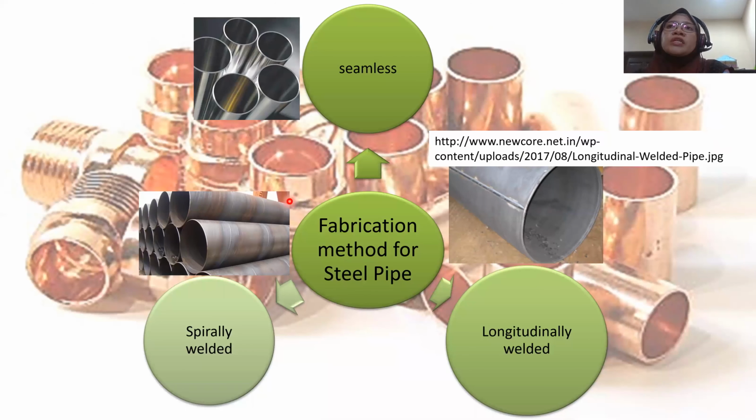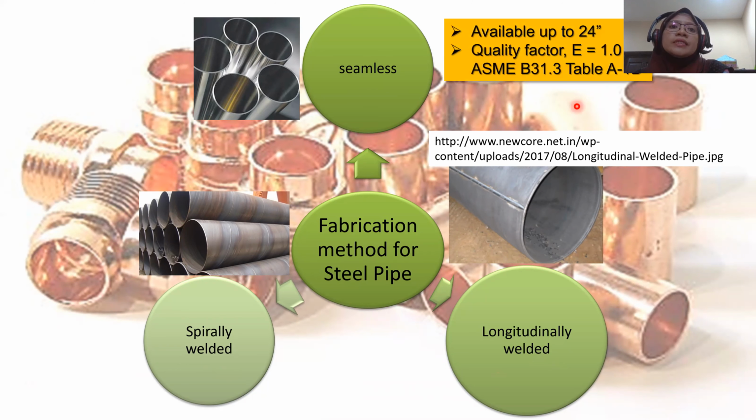Pipes are fabricated using several methods. Common methods are seamless, longitudinally welded, and spirally welded. The seamless method, or another name, the extruded method, is performed by passing a solid billet with a mandrel through a metal bar which is at high temperature. Seamless pipe is commonly available up to 24 inch, and seamless pipe has a quality factor of 1.0.